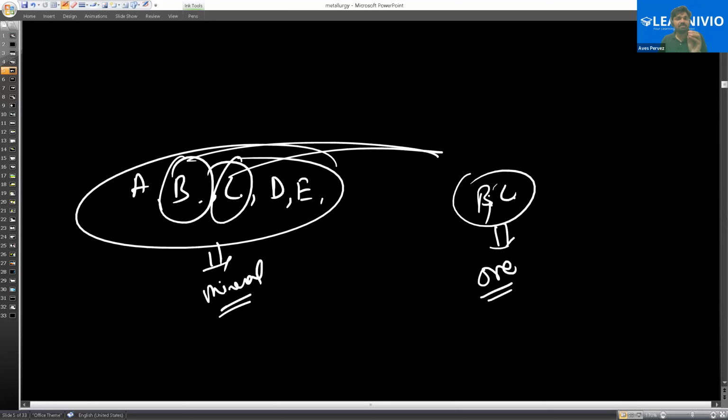So those minerals from which metal can be extracted economically are called ores. And those from which we can't extract the metals are not considered to be ores. They are just minerals. So all ores are minerals, but all minerals are not ores. Okay, understood? Yes or no? So first you have to memorize this one, and then you have to note it down.